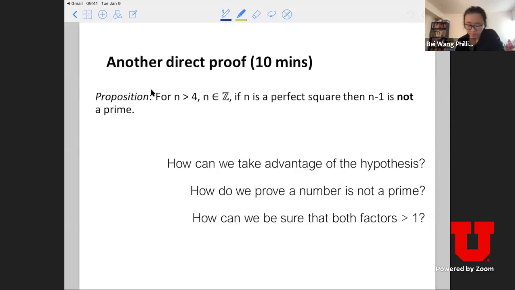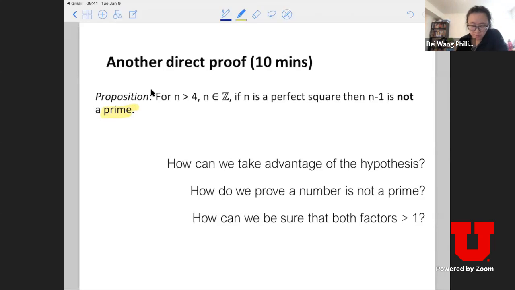In this case, the proposition is: for an integer n bigger than 4, if it is a perfect square, then n minus 1 is not prime. If we look at this, there are a few questions you can ask yourself. Specifically, if we use the technique from the previous proofs, we need to understand the definition of something being prime. If something is prime, the only factors it has are 1 and itself. That is the definition of a prime.